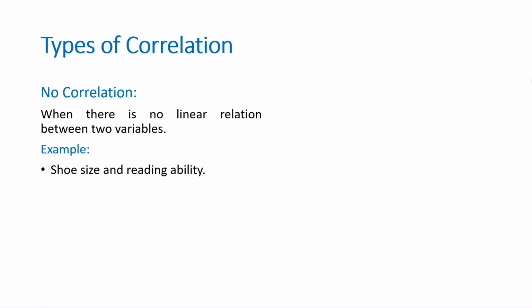What is the example? Shoe size and reading ability, or favorite color and income of a person. Just looking at these two examples, is it really possible to have any kind of relationship between these two variables? No, correct. It does not make any sense that if you have a longer shoe size, your reading skill is very good. It's not like that. So there is no relationship between these variables. So they are not correlated.